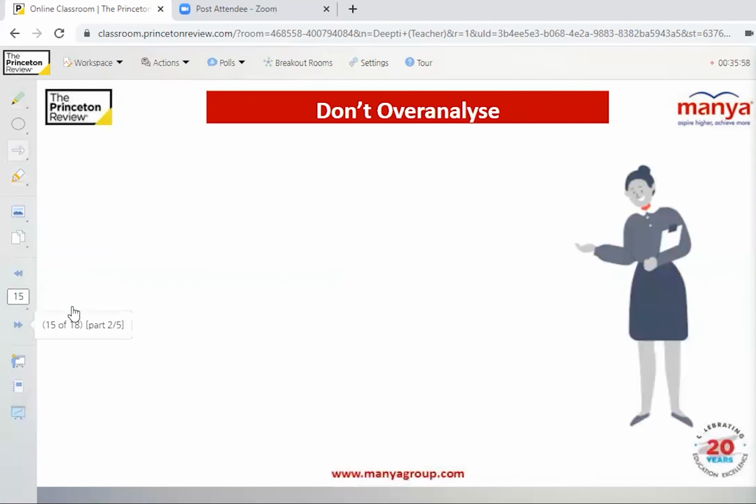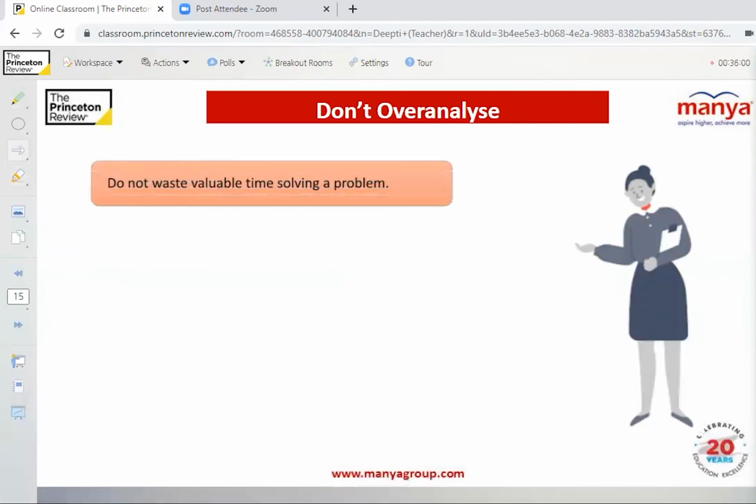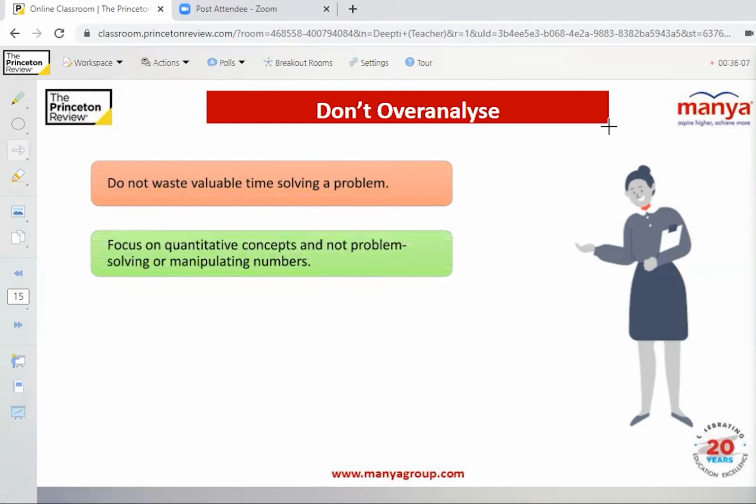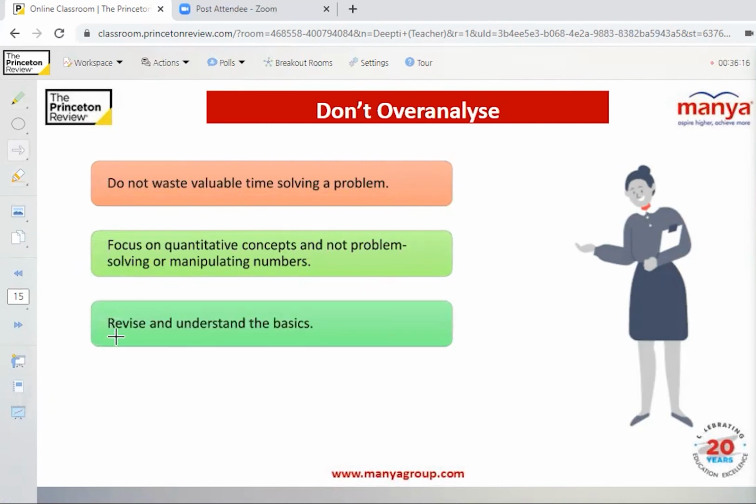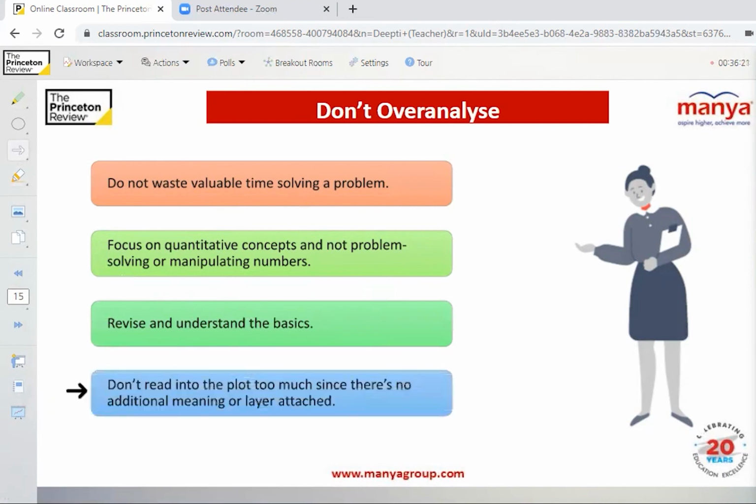So, what you must remember? Do not waste your valuable time solving a problem. Next, you should spend your time thinking in terms of concepts instead of numbers. Focus on quantitative concepts and not problem solving or manipulating numbers. You must revise and understand the basics of mathematics. On word problems, don't read into the plot too much since there is no additional meaning or layer attached to the problem.